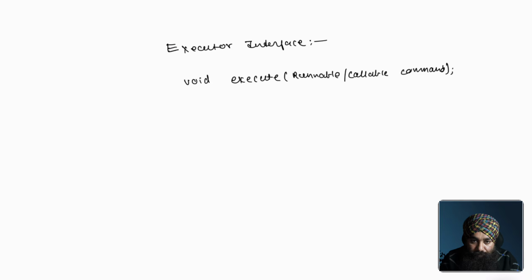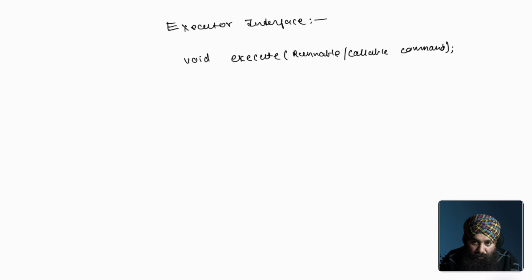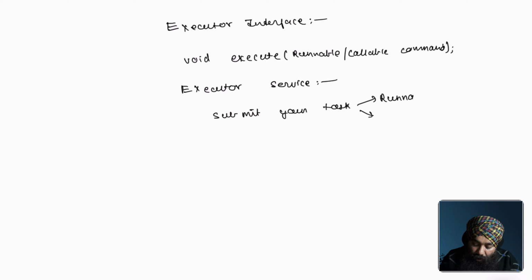The second component here is the executor service. This is the more commonly used, more production ready product that we can use. You submit your task. What is your task? Your task can be your runnable or callable. And what does it return? It returns a future object.